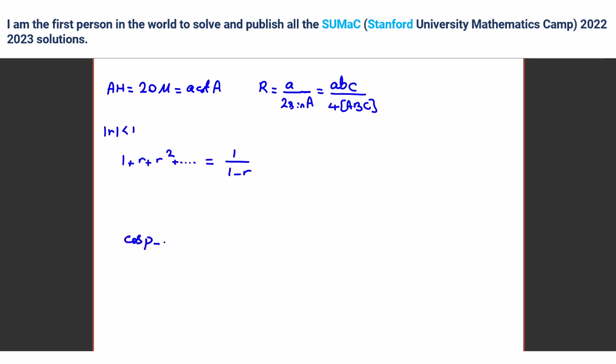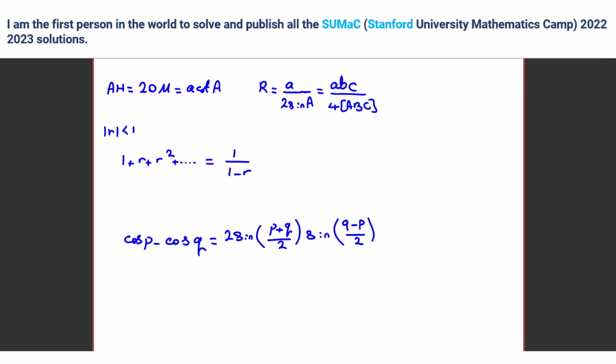Cosine p minus cosine q is what? The product is 2 times sine of (p plus q) over 2, then sine of (q minus p) over 2. Okay, good job.